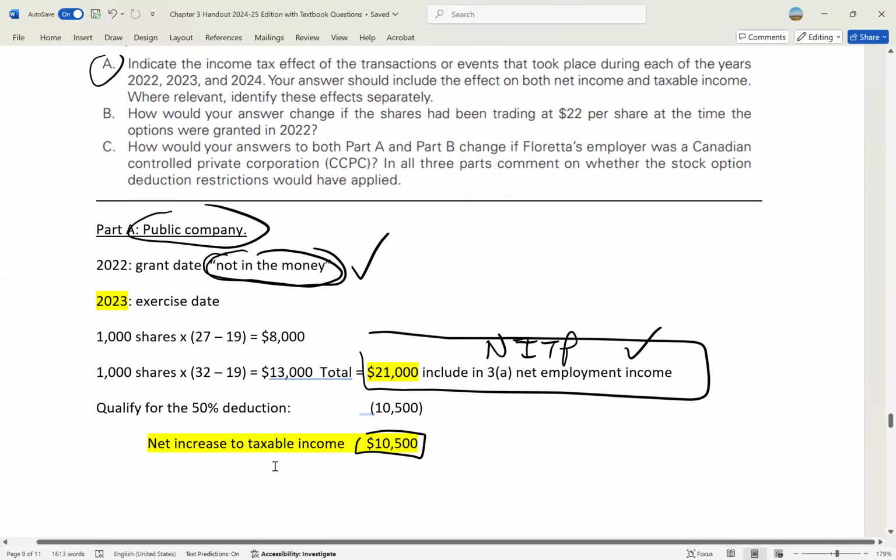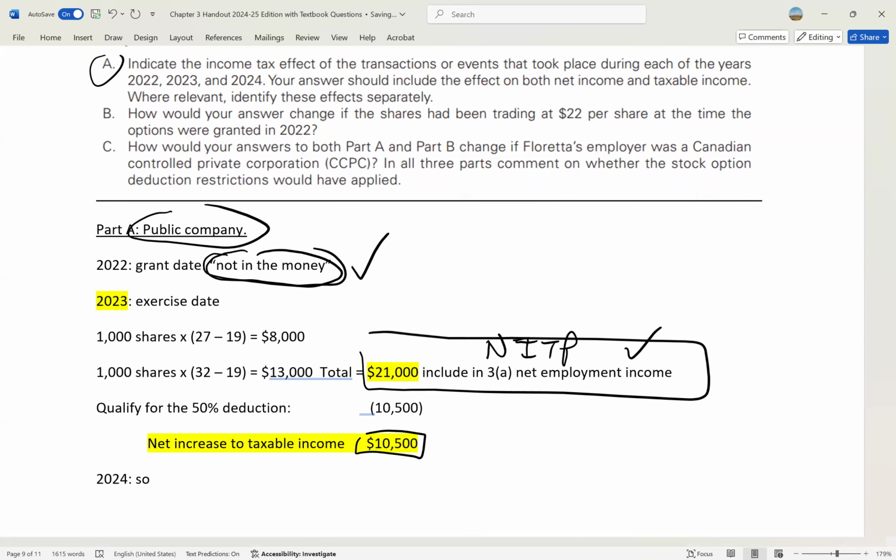And then we move to the 2024 year. This is the year the shares are sold.